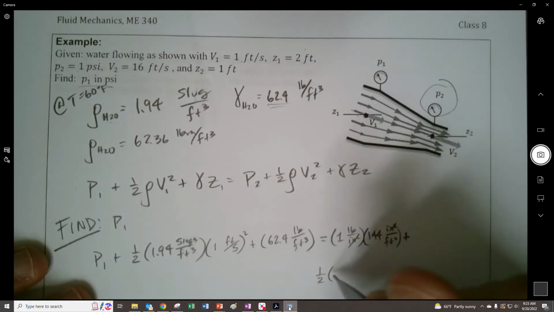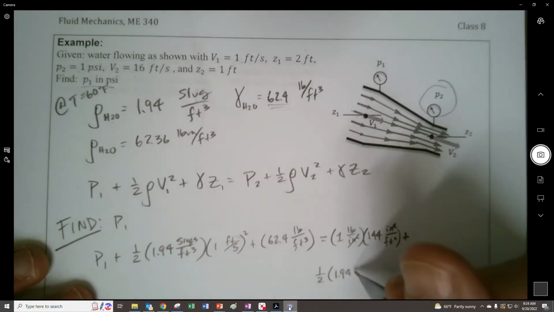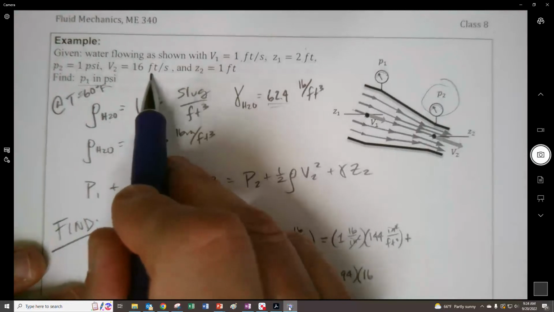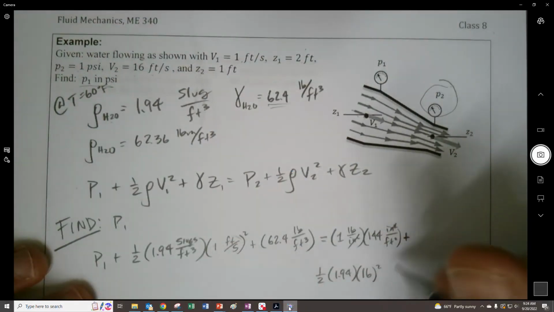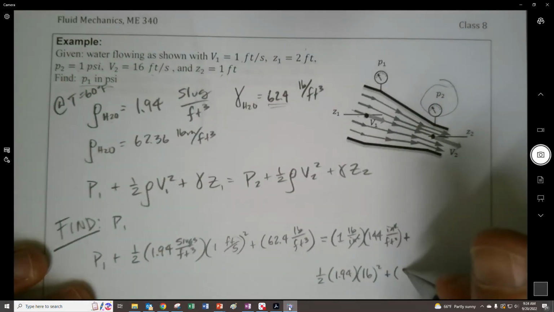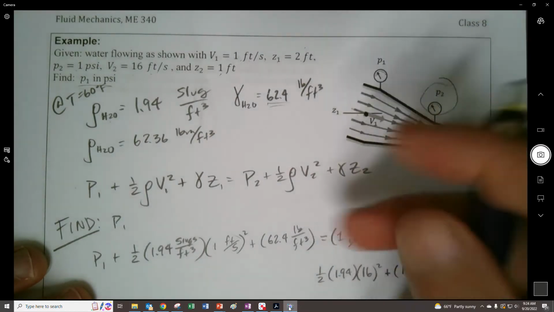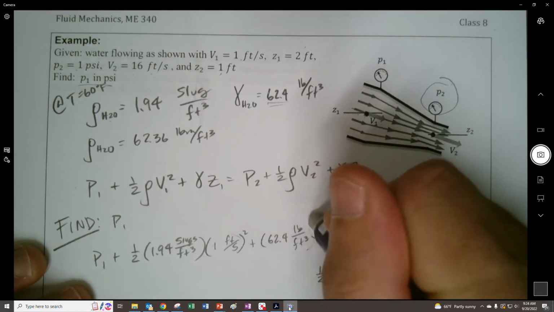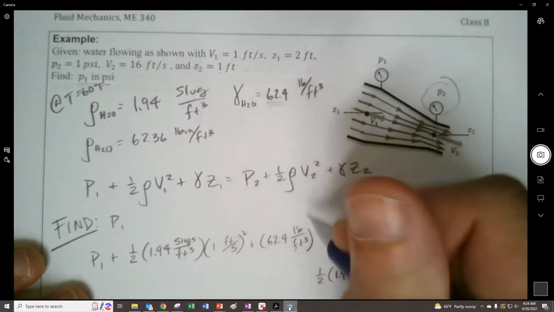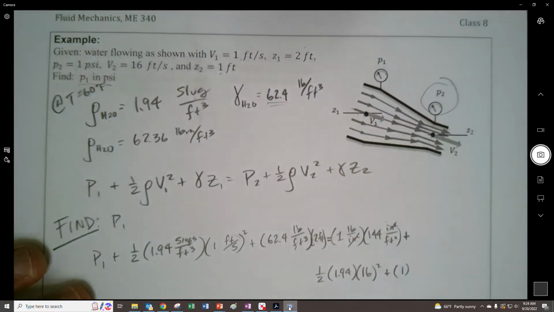1/2, 1.94. We don't need to continue with the units because we're going to check them right here in a second. And then 16 feet per second squared. And then lastly, we're going to go down to 1 foot. Did I do that wrong? I forgot to put in my feet right in there. Oh, my bad, sorry. I'm going to squeeze them in. So we started out at 2 feet. Yeah, I kind of squeezed it in, didn't I?